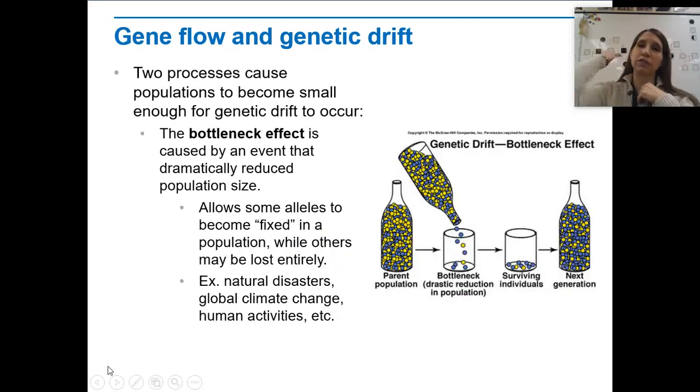The first of the two events that can cause populations to become super small is the bottleneck effect. Bottleneck effects happen when you have an event that dramatically reduces a population size. This can be triggered by things like natural disasters, global climate change, human activities, but these are more of those unpredictable types of events.